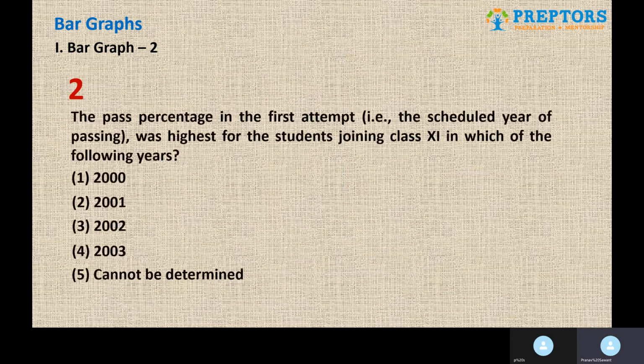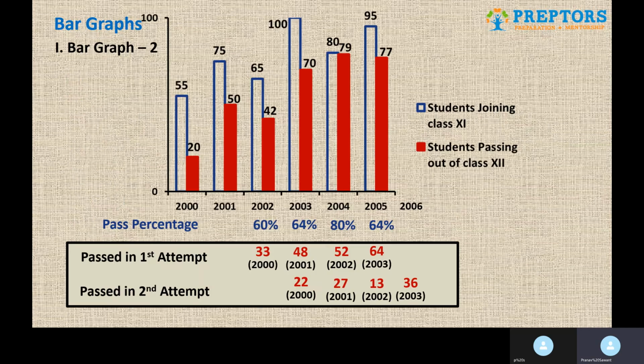Let's move to the next question. The pass percent in the first attempt, that is the scheduled year of passing, was highest for the students joining class 11 in which of the following years? Now we know that this is happening. So this is the ideal thing. Now in 2002, it's 52 and it's 80%. So it's pretty easy. It was a direct question. Hence 2002 is the answer.